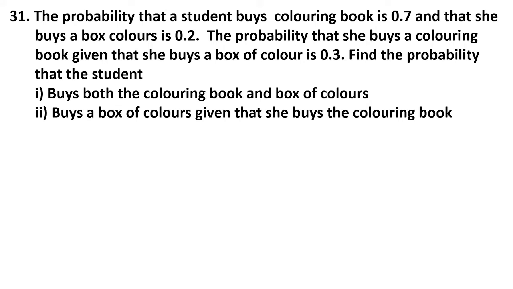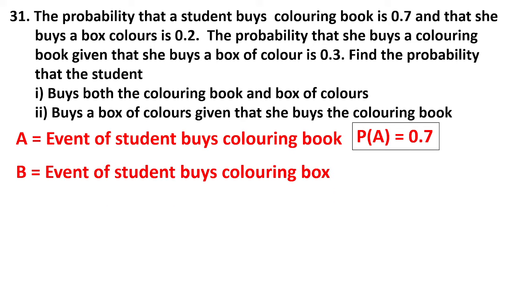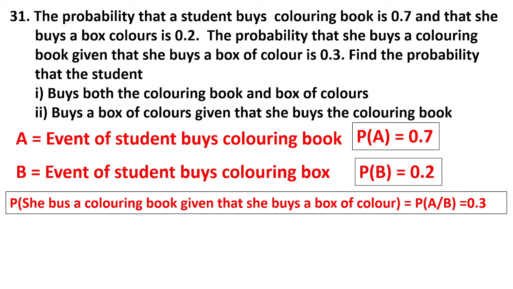Whenever these types of questions are coming, first you try to identify the probabilities given and write the events. For that marks are there. A is the event of student buying a coloring book, P of A is given. B is the event student buys a coloring box, P of B is given. And she buys a coloring book given that she buys a box is A given B, it is 0.3.